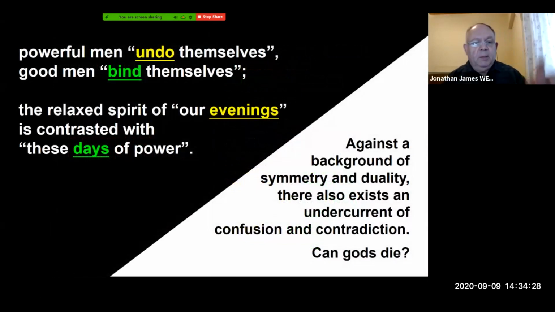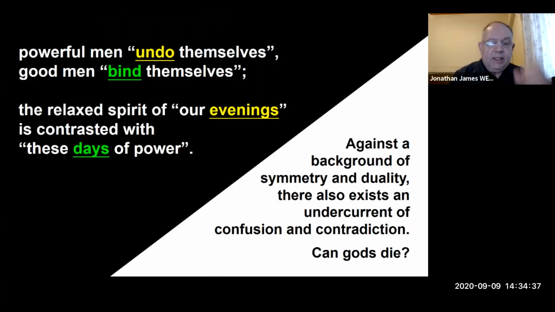For example, powerful men undo themselves. Well, what's the opposite of undo? Bind. Good men bind themselves. The relaxed spirit of our evening. So what's the opposite of evening? Contrasted with these days of power. So throughout there is this background that is created through all of these pairs of things that mean something same or something different. This symmetry, this duality, but there's an undercurrent of confusion. There's a contradiction here. It's posed by the title of the poem, Can Gods Die?